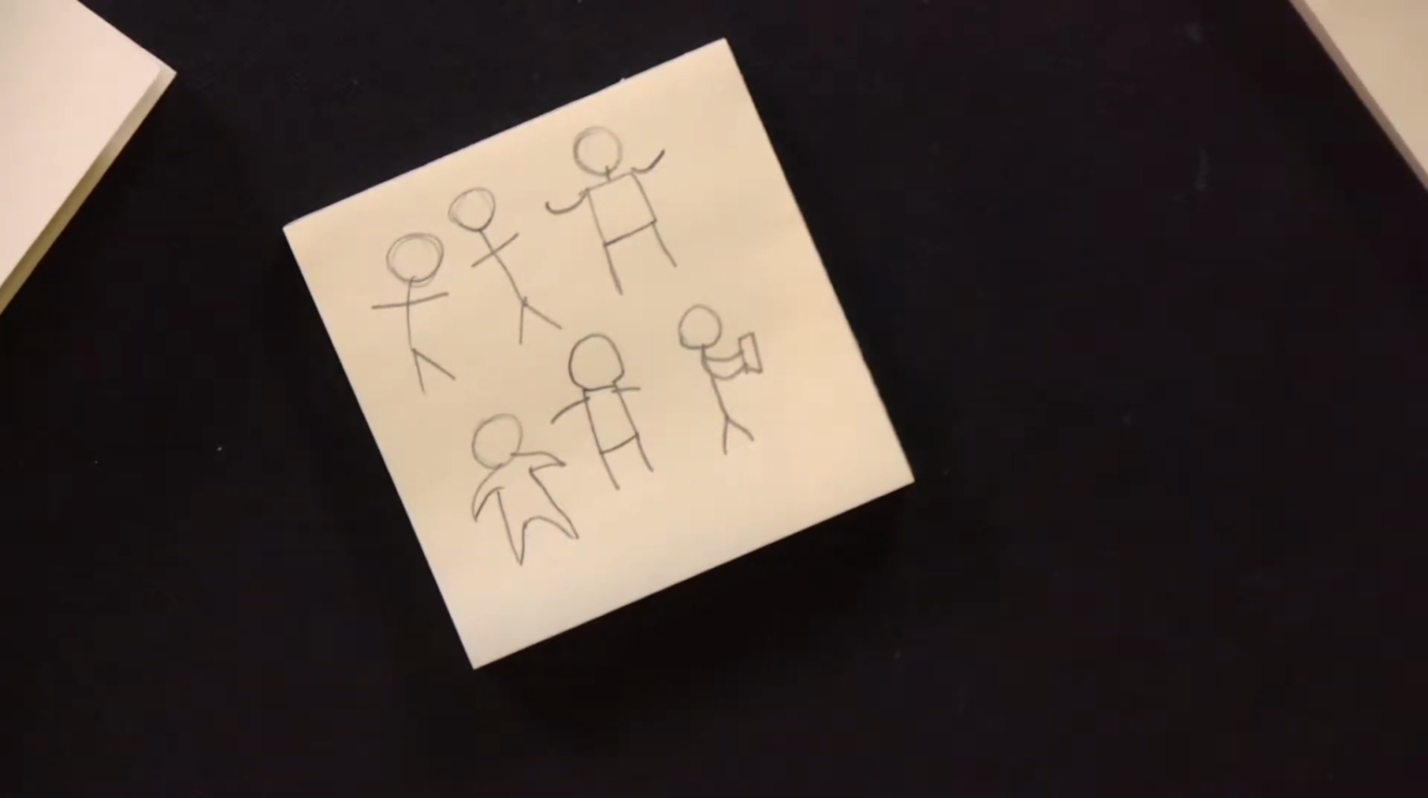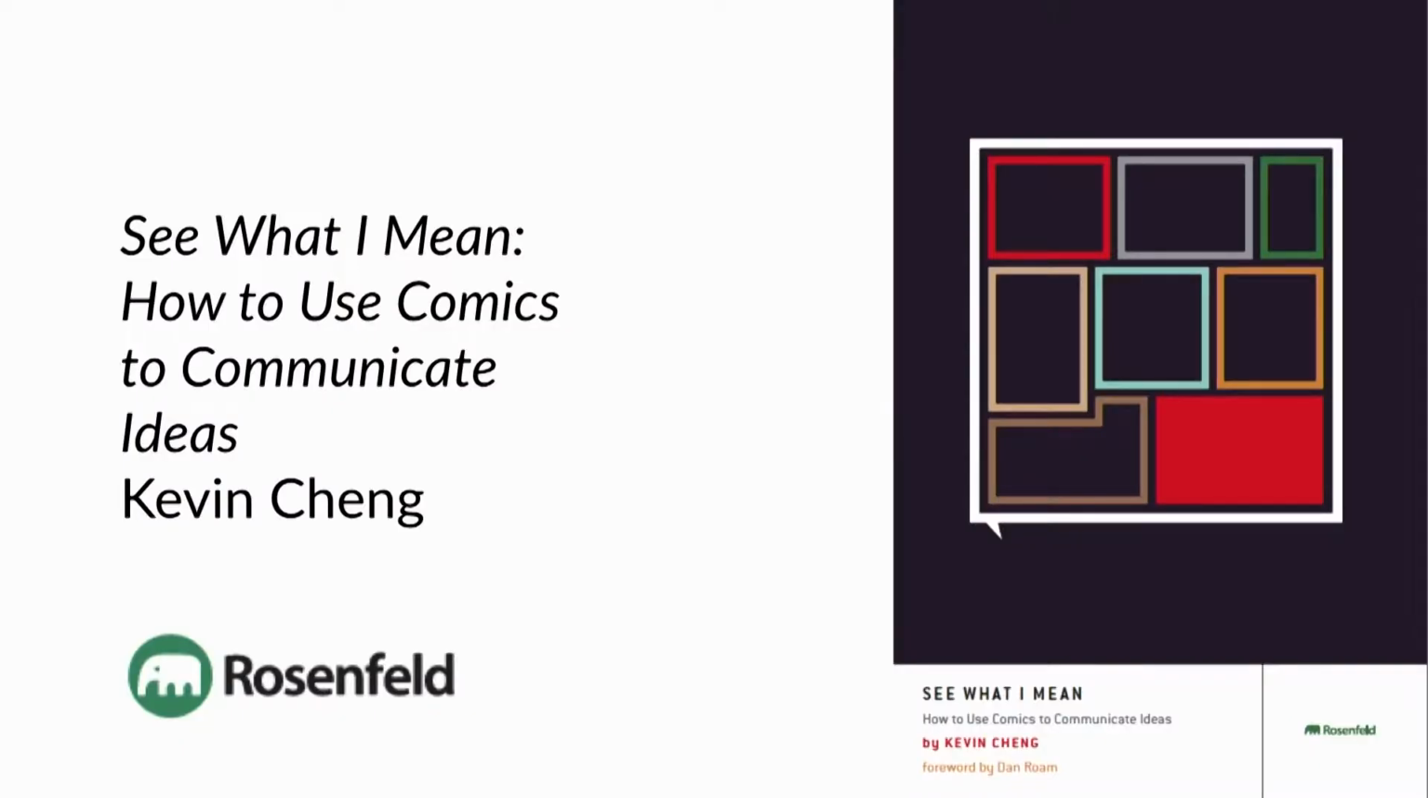Excellent. So these are some simple ways you can add figures and people into your storyboard. So next up, we're going to show you how to draw faces. And this is a great resource, again, if you want to really get professional and get really good at what you're doing. This is a good book to look at. This is See What I Mean, How to Use Comics to Communicate Ideas by Kevin Cheng from Rosenfeld Media.